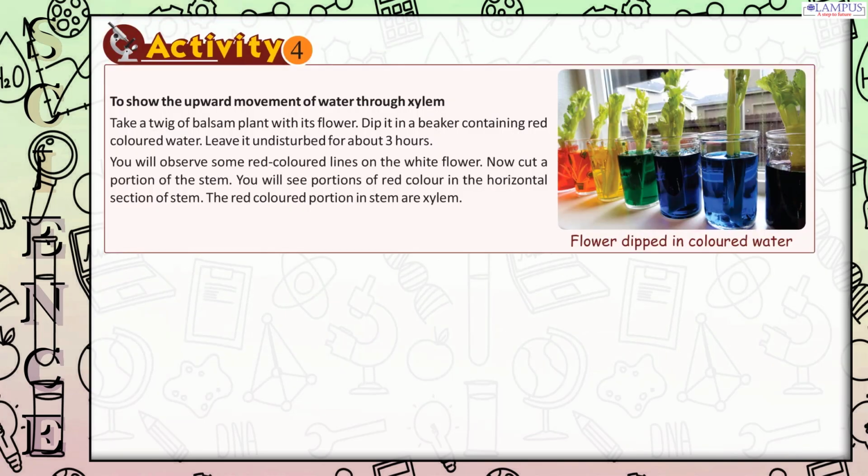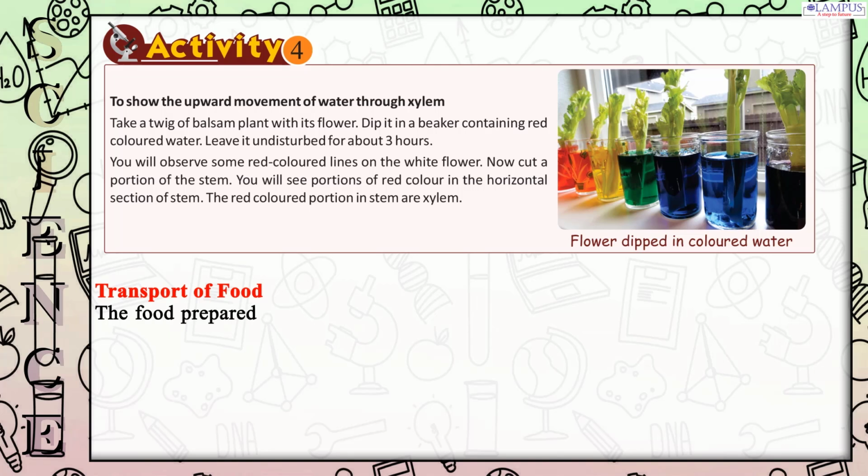Activity 4. To show the upward movement of water through xylem, take a twig of balsam plant with its flower. Dip it in a beaker containing red-colored water. Leave it undisturbed for about 3 hours. You will observe some red-colored lines on the white flower. Now cut a portion of the stem. You will see portions of red color in the horizontal section of the stem. The red-colored portions in the stem are xylem.